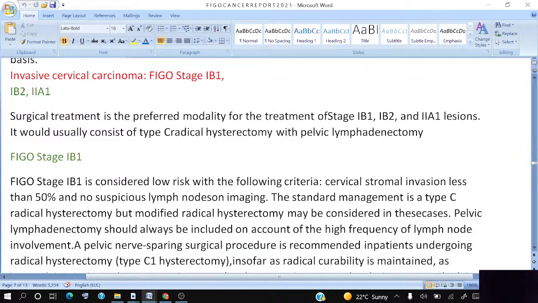So, invasive cervical cancer FIGO stage 1B is the same: surgical treatment is the preferable modality for 1B1 or 1B2, and 1A lesions would consist of radical hysterectomy or pelvic lymphadenectomy.